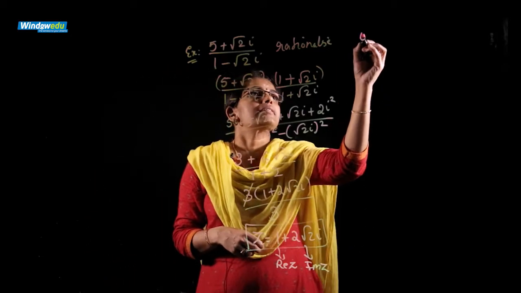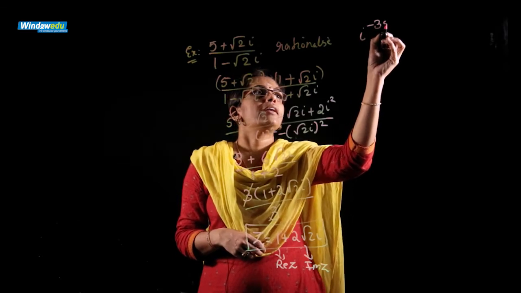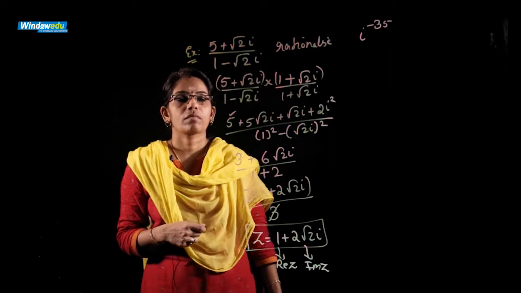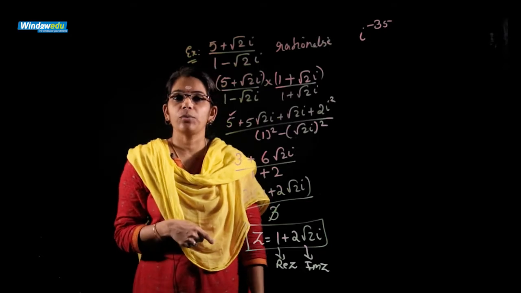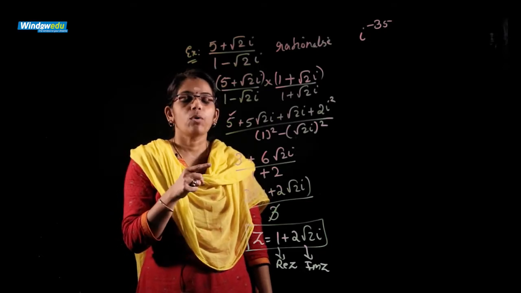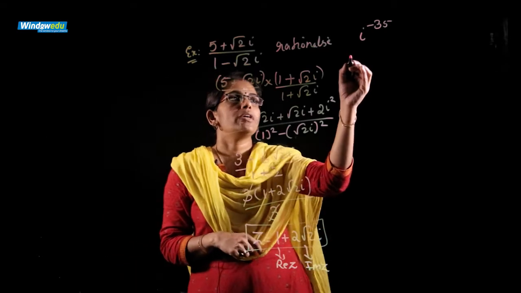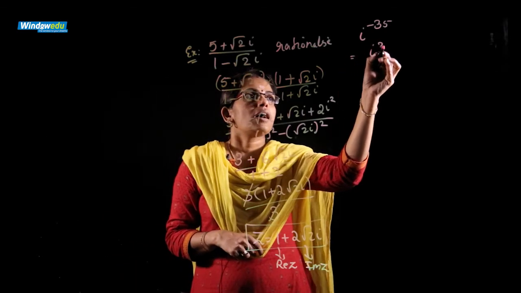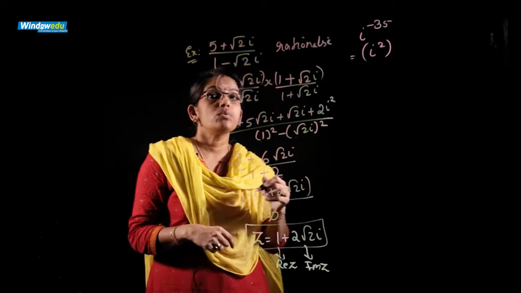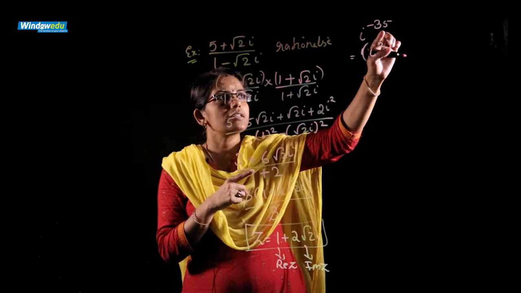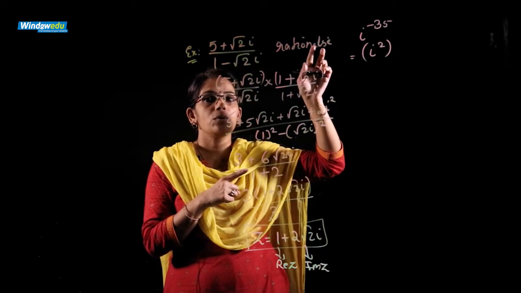Now, let's take another example. i raised to negative 35. We know only the value of i square. So, what we have to do here is convert this using i square. Convert this i raised to negative 35.